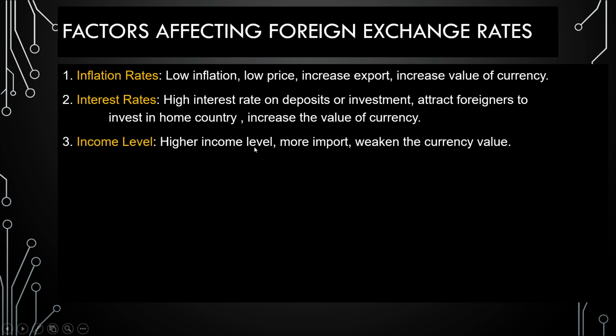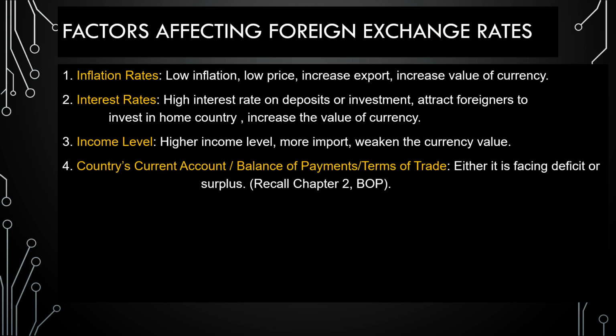And then income level. The higher the income level, meaning people have more money to spend on imported goods. So there will be more import, and as we have learned before, the greater the import, meaning we are demanding more foreign currency, and it will weaken our home currency value. The foreign currency value will go up, and our home currency value will become weaker.